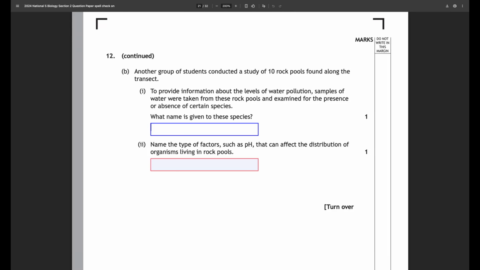12b, another group of students conducted a study of 10 rock pools along the transect. B part 1, to provide information about the levels of water pollution, samples of water were taken from these rock pools and examined for the presence or absence of certain species.